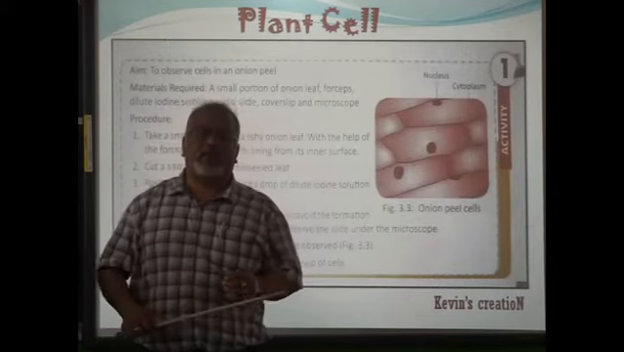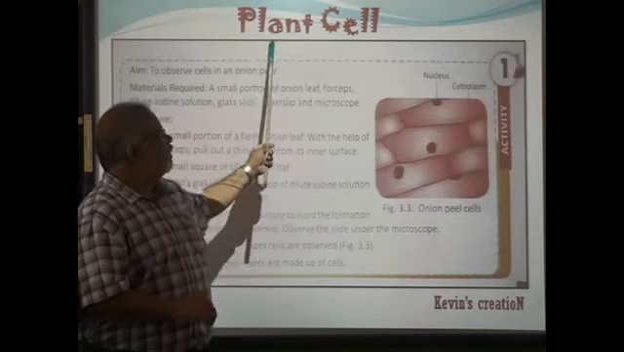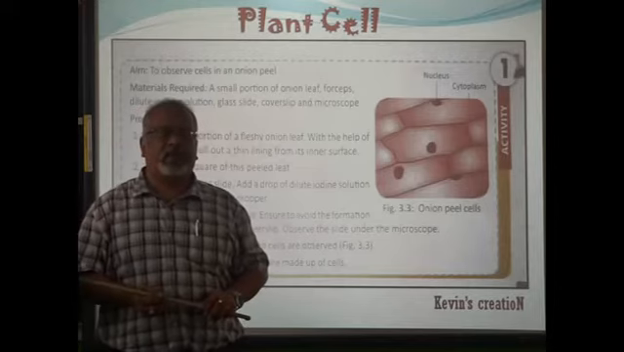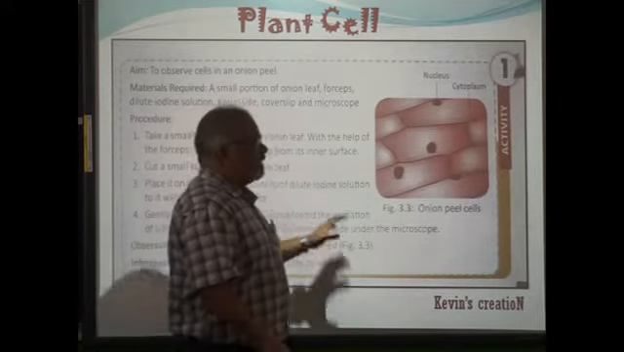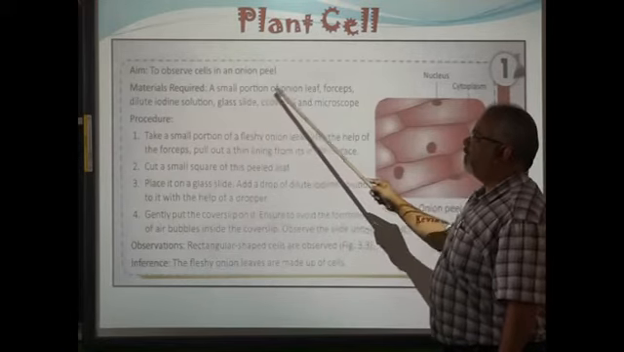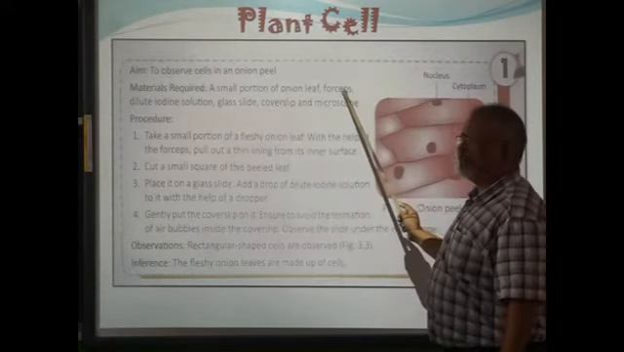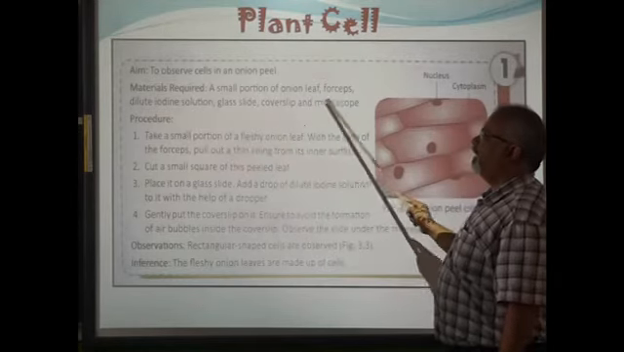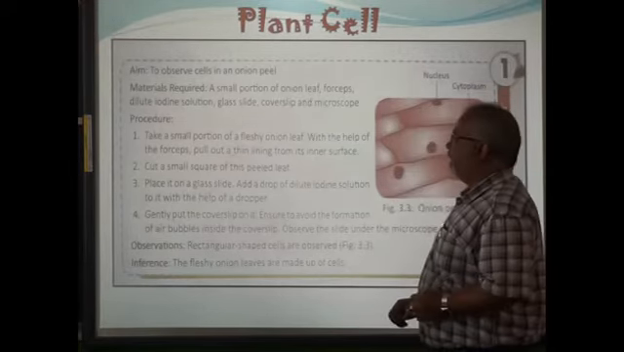Now we are going to do two very small activities. One is about the plant cell, which you are going to observe in the microscope, and the other one is the animal cell. Now, for this experiment, the materials required are a small portion of onion, easily available, onion leaf, forceps, dilute iodine solution, glass slide, cover slip, and a microscope, of course, because you have to observe it under the microscope.